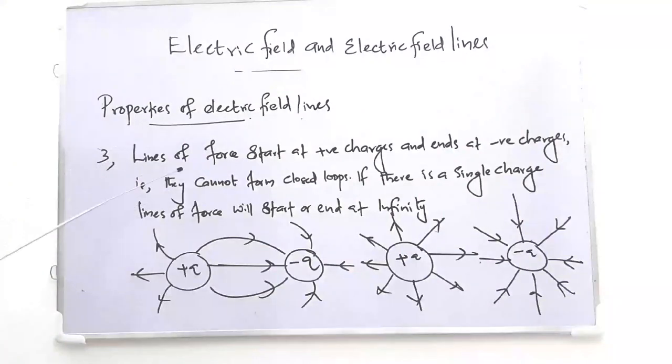Next property: lines of force start at positive charges and end at negative charges. They cannot form closed loops. If there is a single charge, lines of force will start or end at infinity. Examples: if we are having a positive and negative charge like this, this is a dipole, then we know that these lines of force start from the positive charge and end on the negative charge. But here this is only a single charge, that is plus q. So the lines of force are moving towards infinity. Here the lines of force are coming from infinity towards this charge.